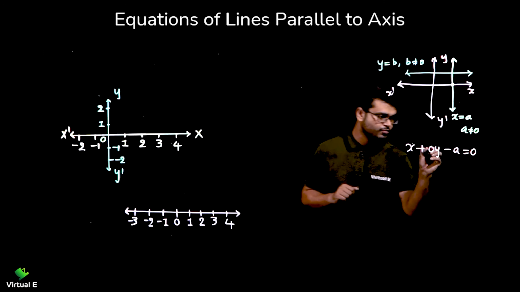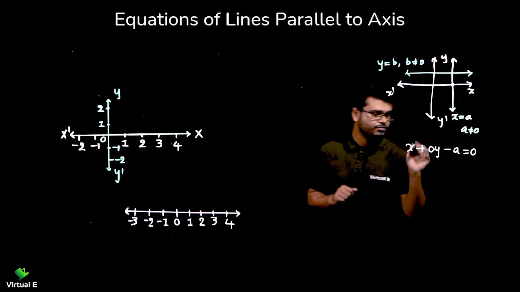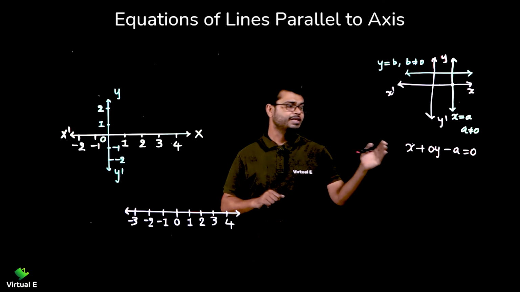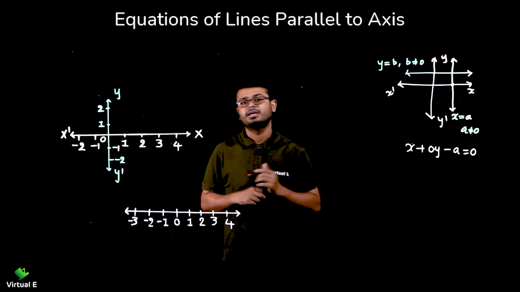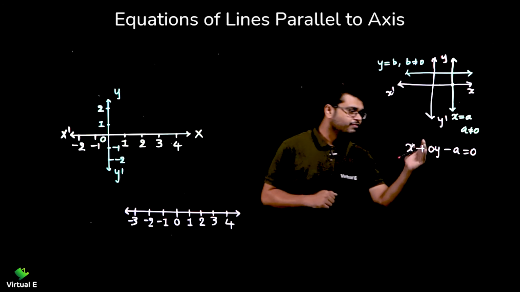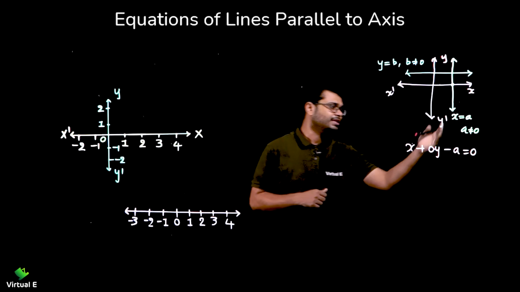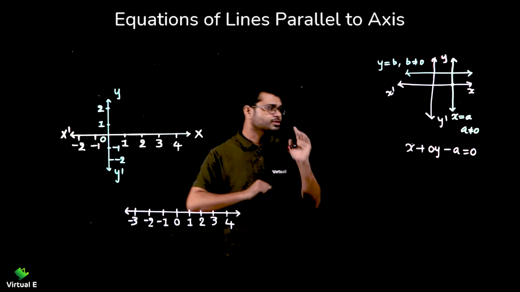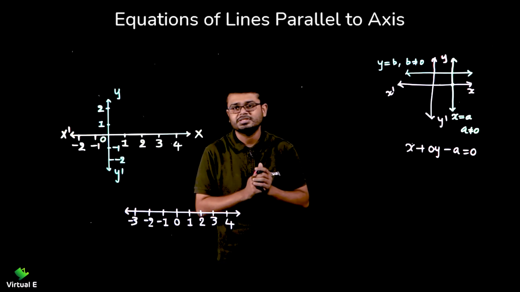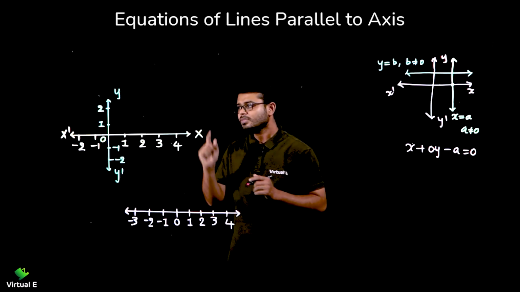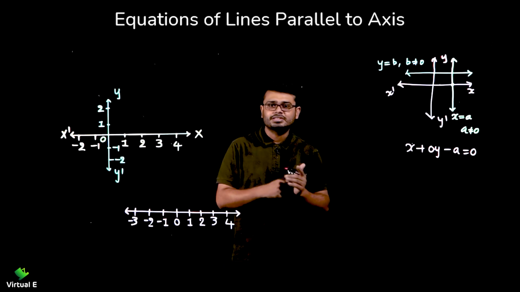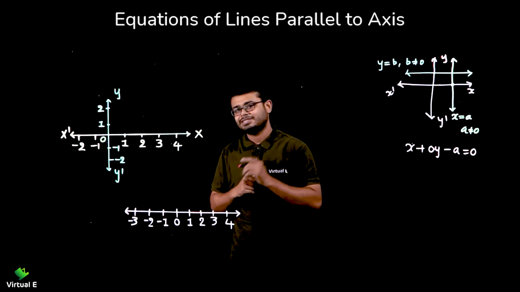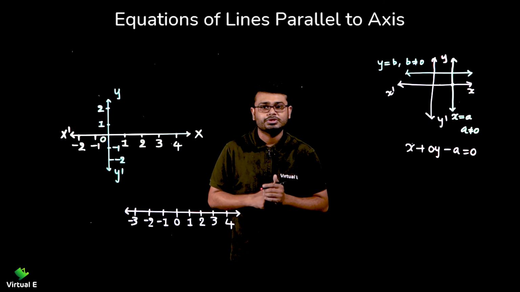Coefficient of y is what? 0. Coefficient of y is 0. So x plus 0y minus a is equal to 0, and as a result of it, we get the value of x is equal to a. So first of all, we are going to discuss equations parallel to y-axis. Then we will discuss equations parallel to x-axis. So let's start with the question.